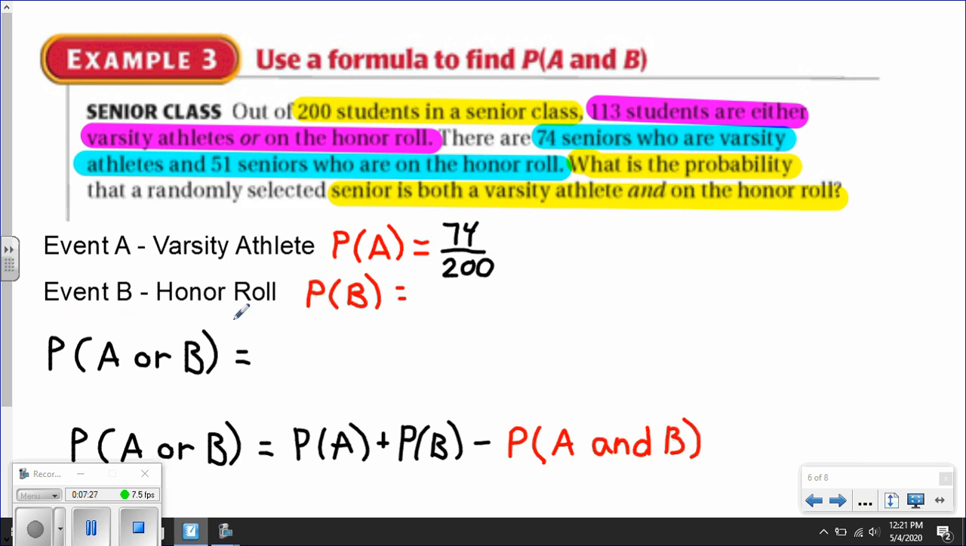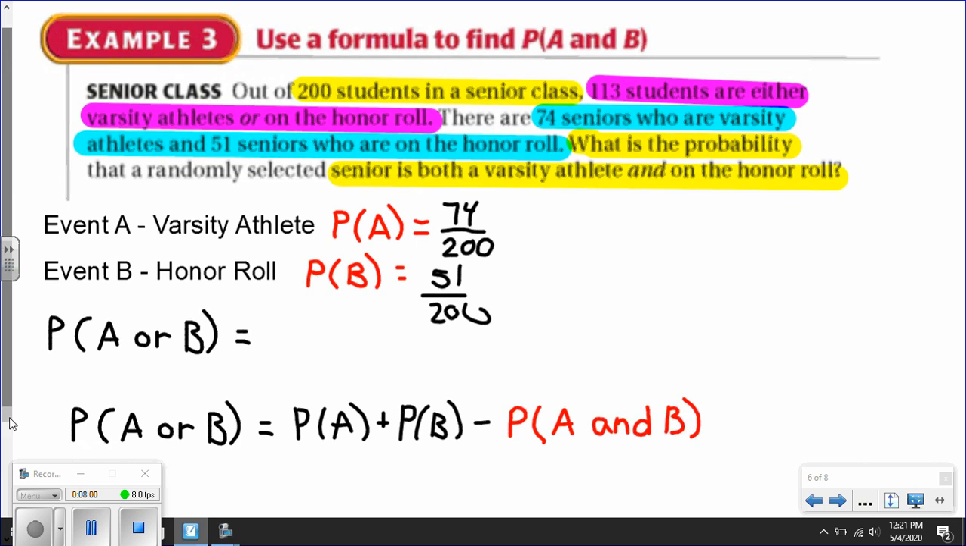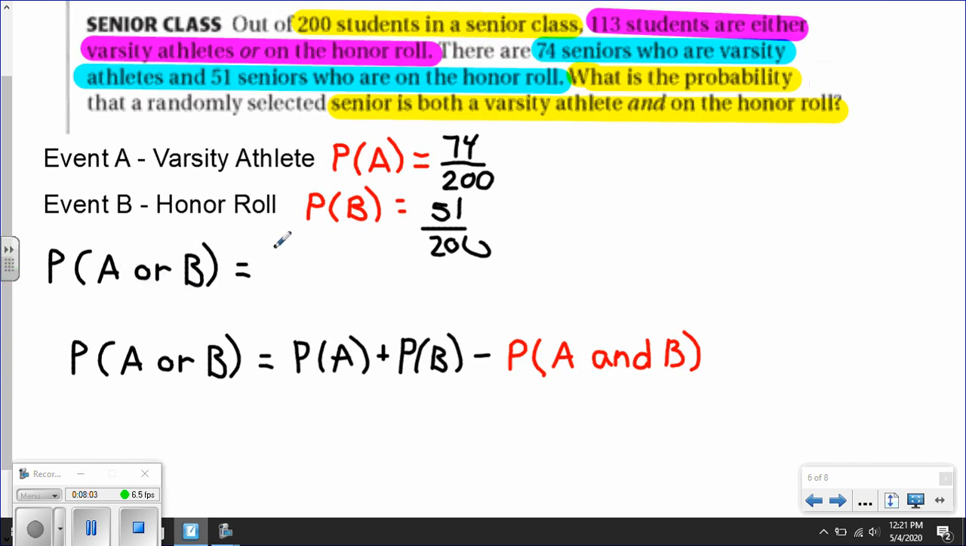Event B is honor roll. I'm sorry, there are 51 students who are on the honor roll. So the probability of event B is 51 out of 200. And it does tell us that there are 113 students who are either varsity athletes or on the honor roll. So that would be the probability of A or B. So that is 113 divided by 200.